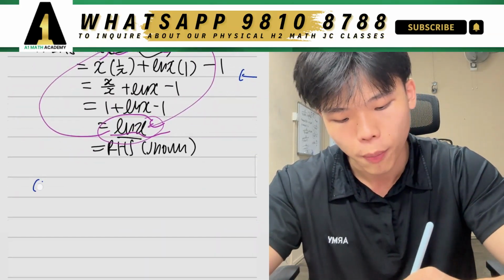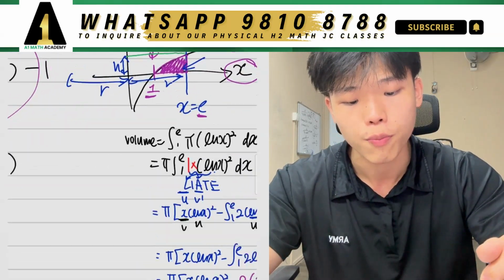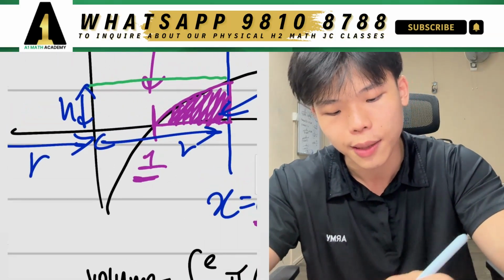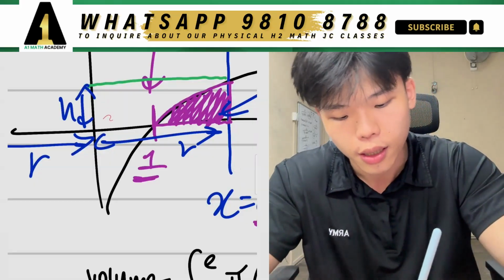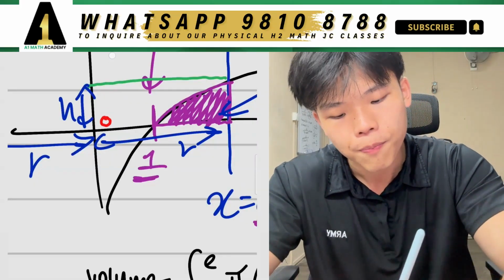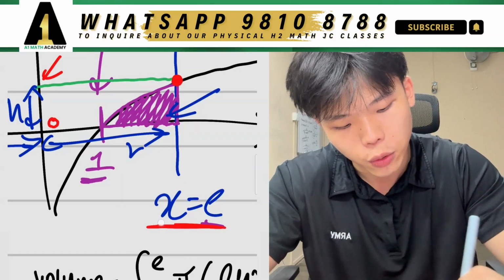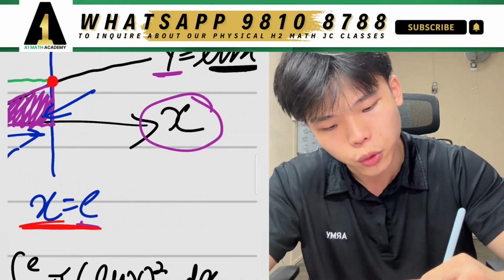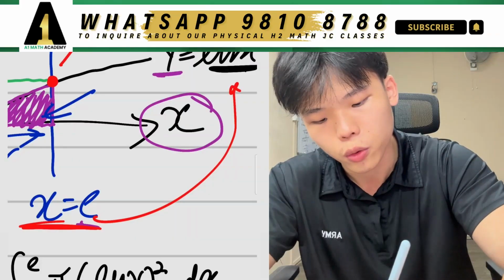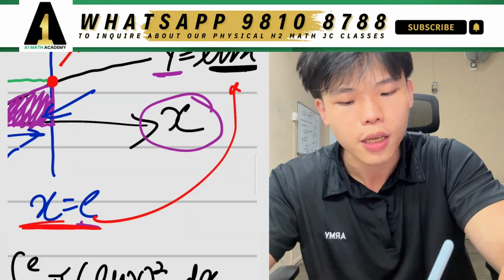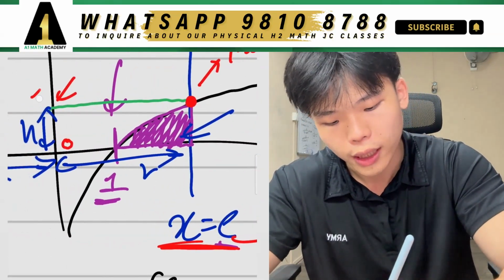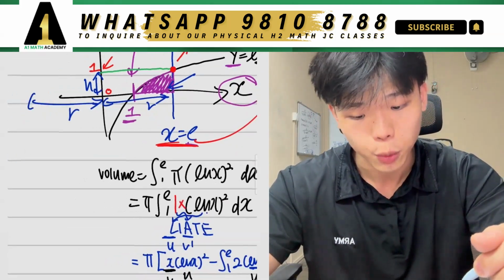So for part C, it's all about just making sure you write the equation properly. But first thing is we need to establish what is our upper limit and lower limit. So my lower limit is 0 over here. What about my upper limit? We can see that over here, right, x equals to e. So when we sub x equals to e into the equation over here, we see that y equals to ln e, which is just 1. So we know that the upper limit over here is just 1 as well.